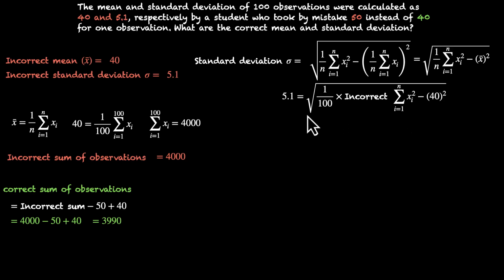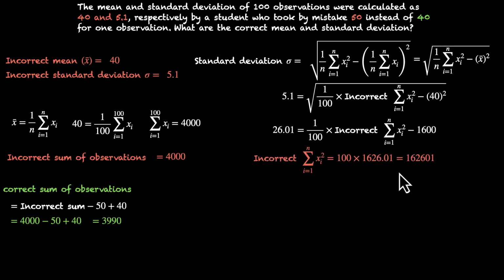Let's square both sides. Square of 5.1, that's 26.01. That's equal to 1 by 100 times incorrect sum of squares minus 40 squared, that's 1600. We can add 1600 to both sides and then multiply by 100. That's going to be 1626.01 times 100. That's going to be 162601. So our incorrect sum of squares for all 100 observations is 1,62,601.